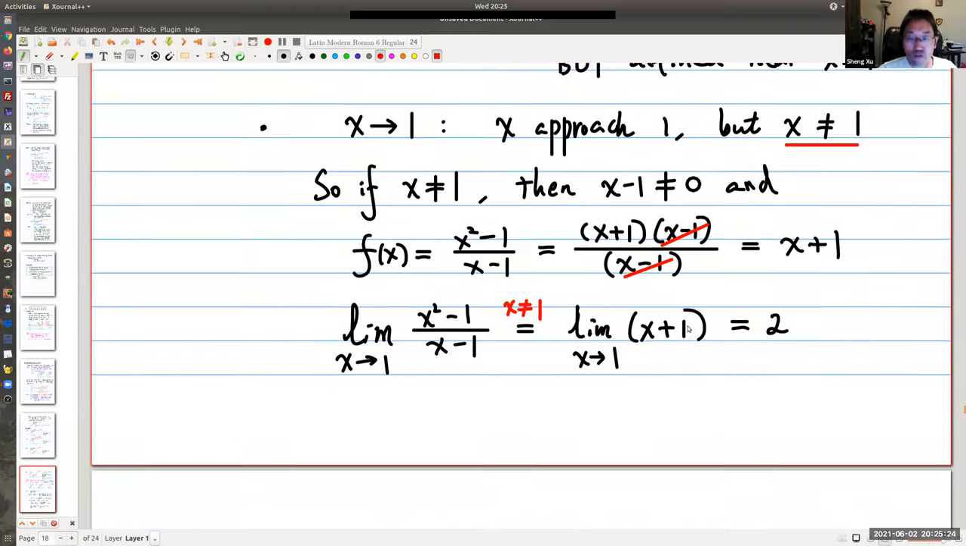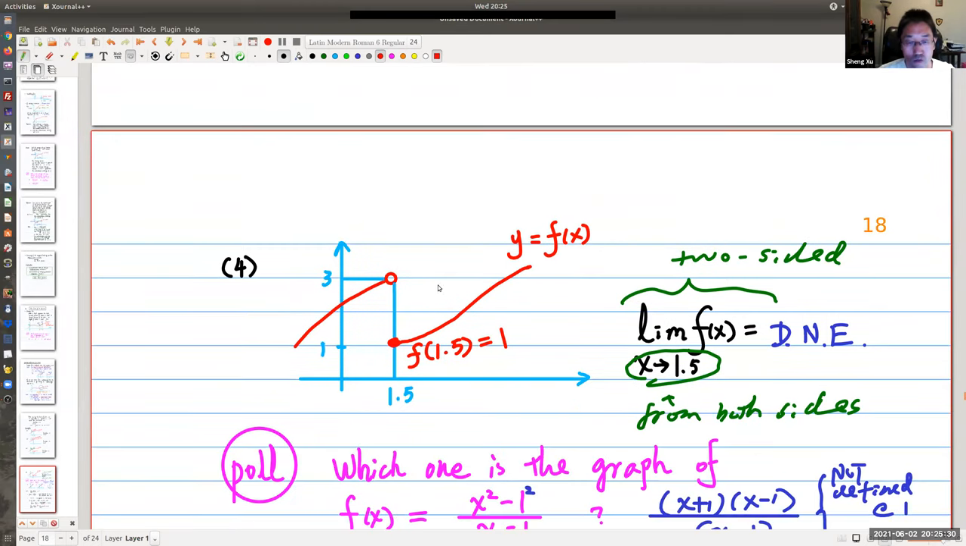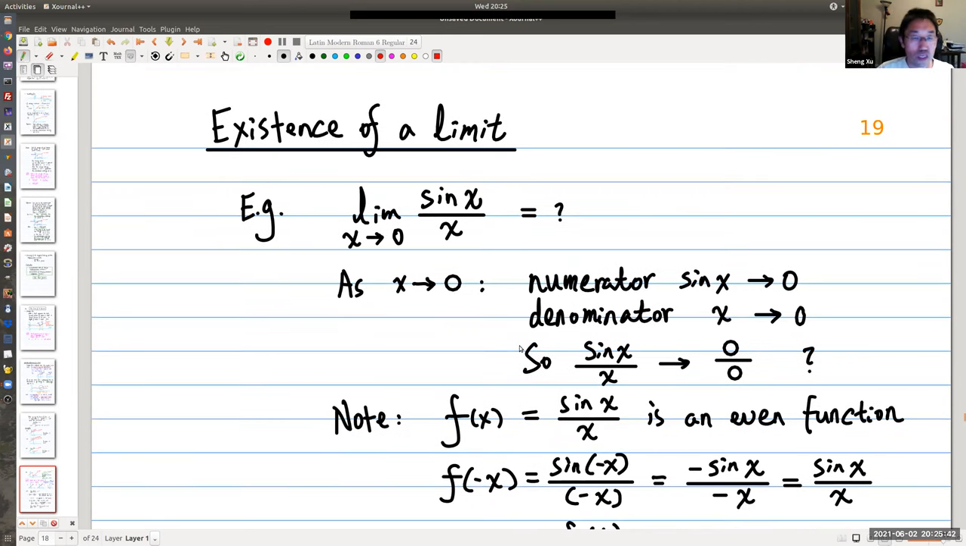Okay, so far, most of those examples, the limits exist. Of course, this first one, the limit does not exist. So how do you know if a limit exists or not? Sometimes it's not an easy question, okay? So take a look at this example here.